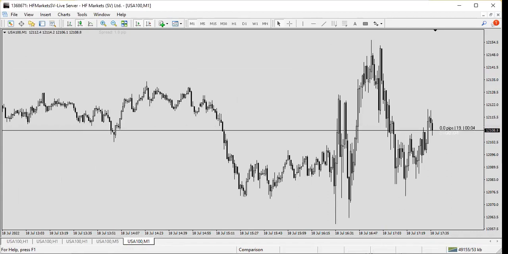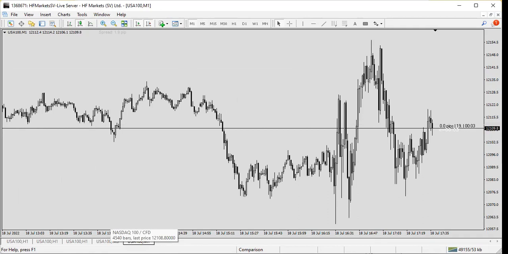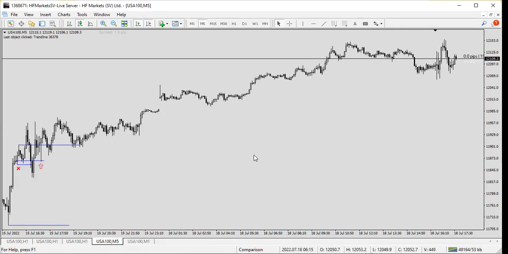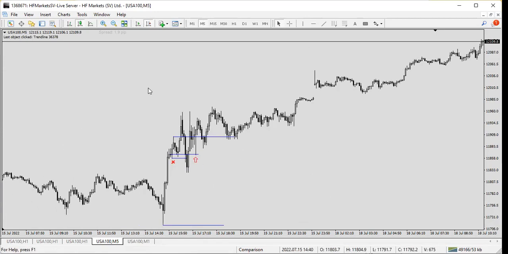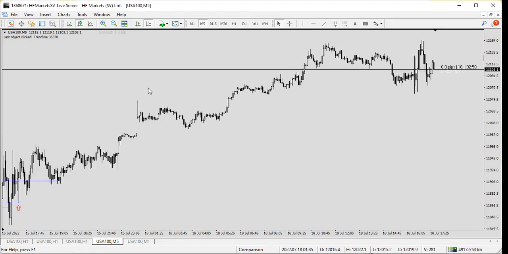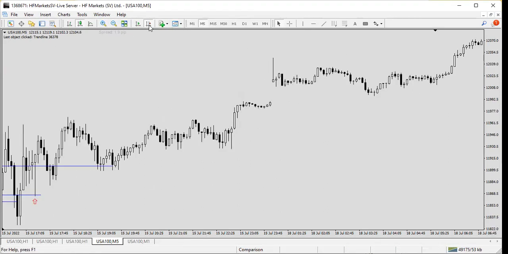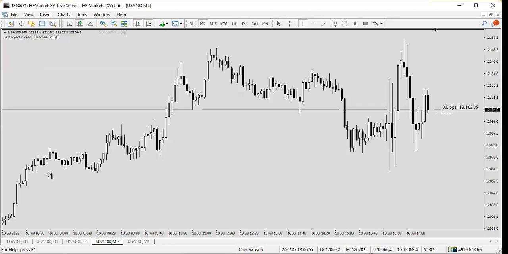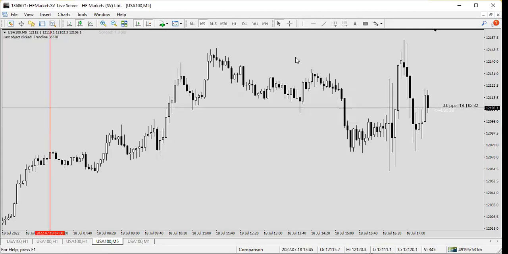So first, let's start with the M5 chart. What's this? Something written over here. What's that? Oh, that was something else. All right, never mind that. Zoom up. Let's find midnight. Is that too far back? No, it's not. It's midnight.